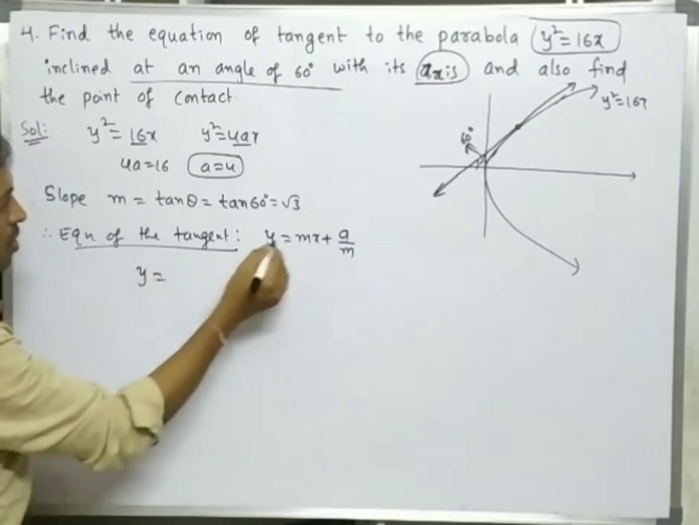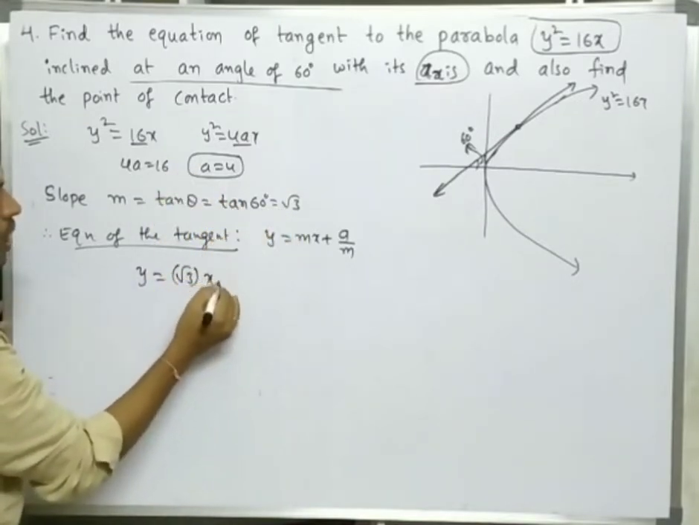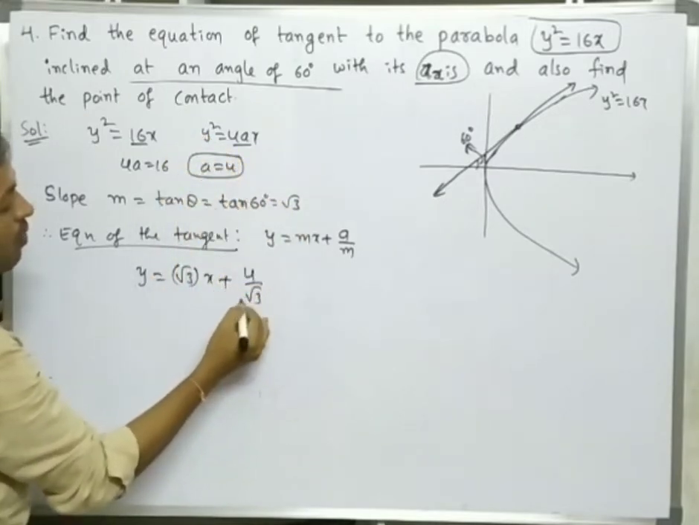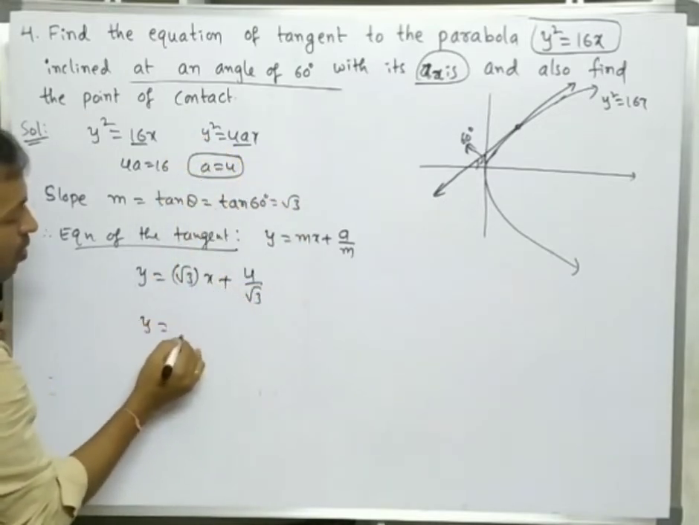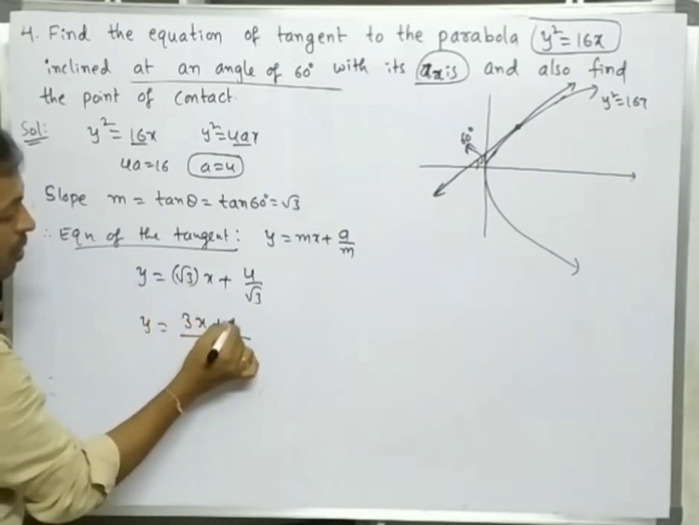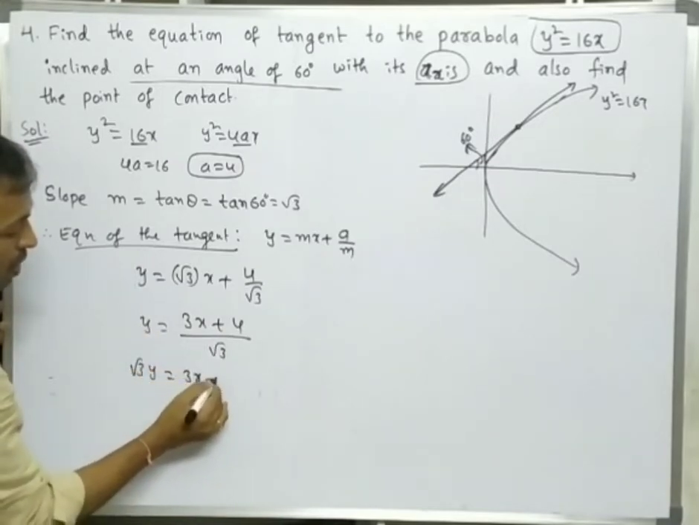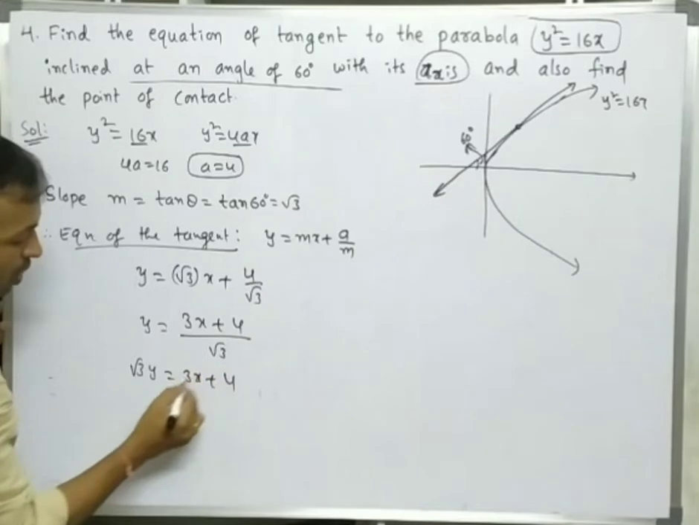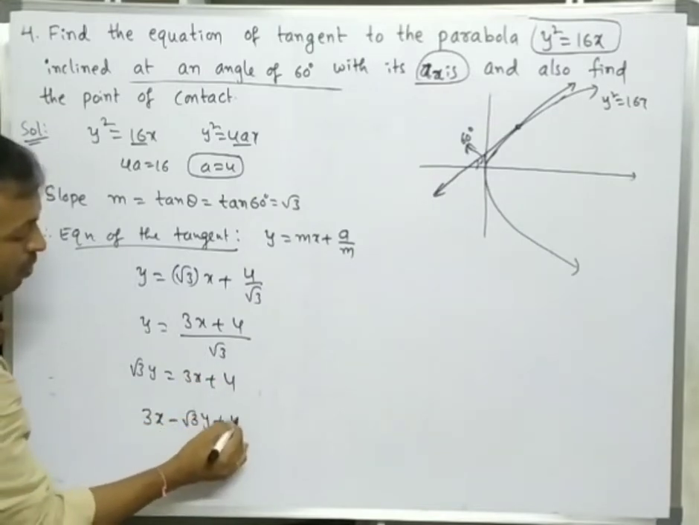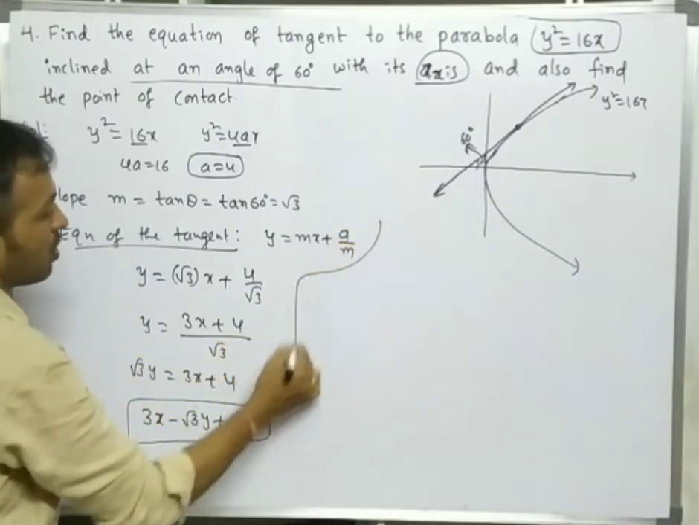y is equal to m, what is the value of m here? Root 3 into x plus a value 4 by m value root 3. So y is equal to root 3, LCM, root 3 into root 3, 3x plus 4. So root 3 into y becomes root 3y is equal to 3x plus 4. So bring root 3y to right hand side, you will get 3x minus root 3y plus 4 is equal to 0. This is the required equation of the tangent.